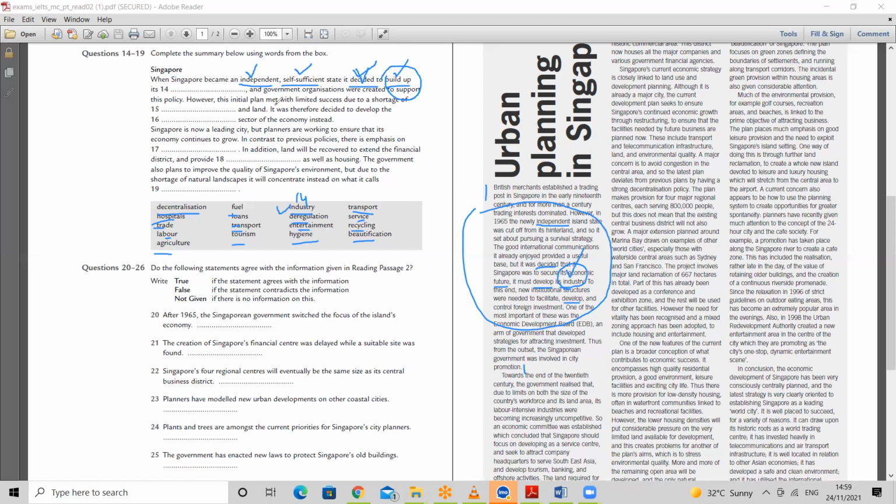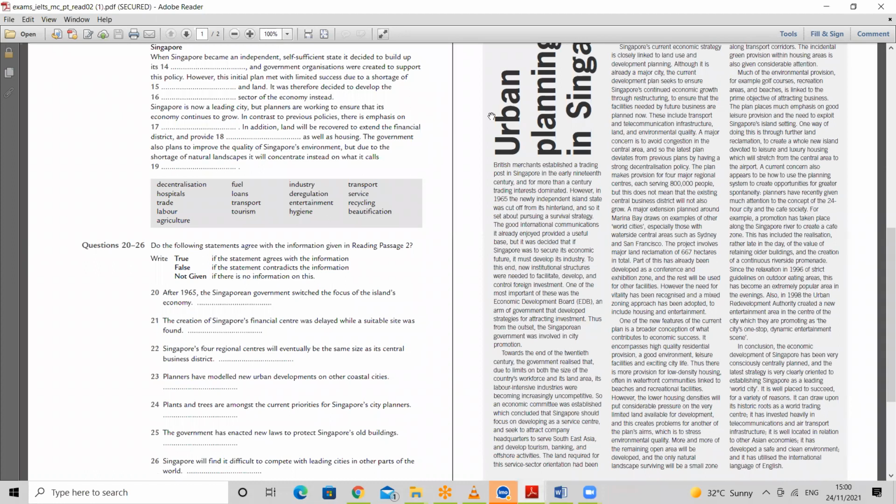However, this initial plan met with limited success. That's the keyword. Because of shortage of 2 things. There was a shortage of 2 things. Number 1, I don't know. And the second one is the land. So there was a shortage of 2 things, something and land. Okay. Now coming down to the paragraph, and I will probably move to the next paragraph, but maybe the answer could also exist in the same paragraph sometimes. Okay. So it says that limited success due to the shortage of something and the land.